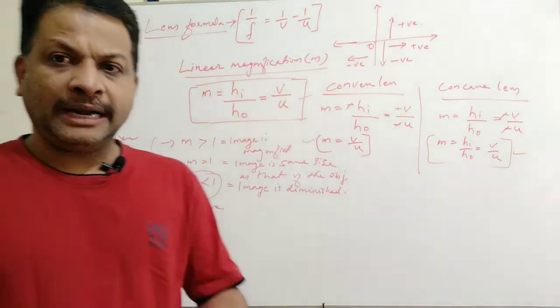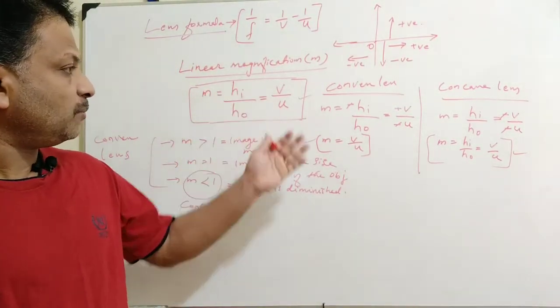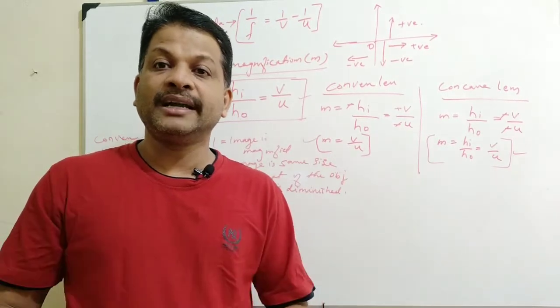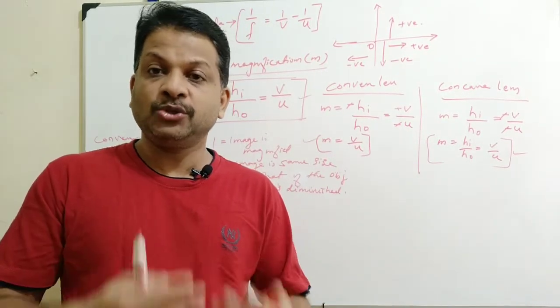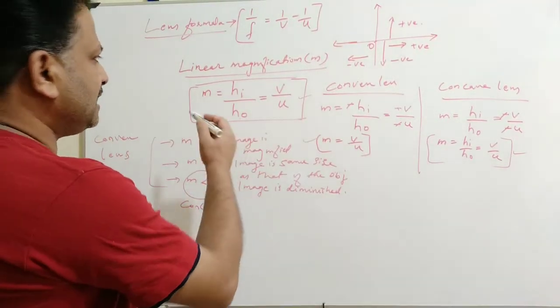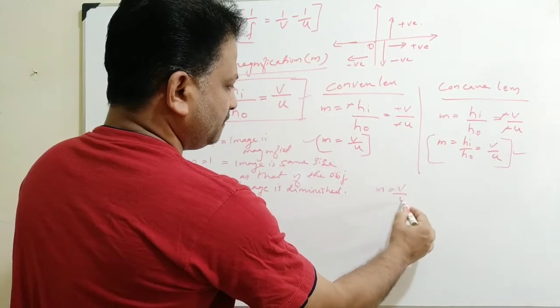Now we do grow a little more greedy. We want the magnification formula to tell us about the nature of the image, whether it is real inverted or virtual erect. Let us see. Let us consider the magnification formula, m is equal to v by u.